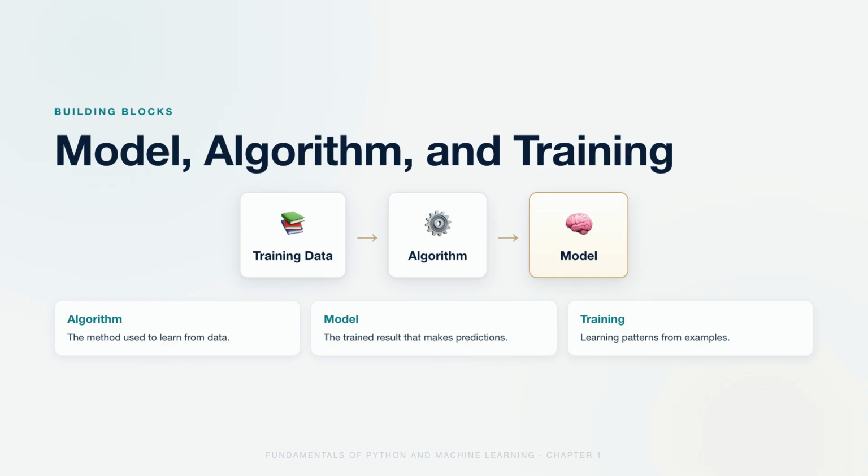It's a procedure or technique that looks for patterns. A model is the result of the learning process. After the algorithm has studied the training data, it produces a model that can be used to make predictions. Training is the process of teaching the model using examples. During training, the algorithm looks at the relationship between the features and the label and tries to learn patterns that can be applied to new data.